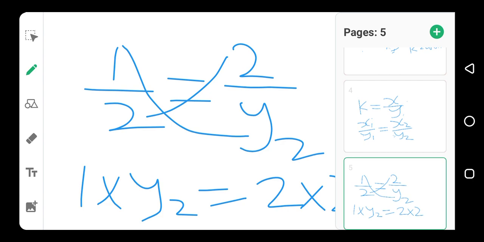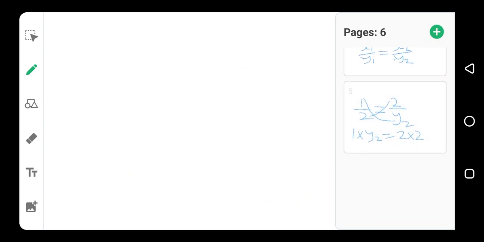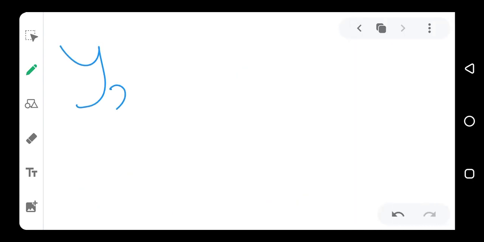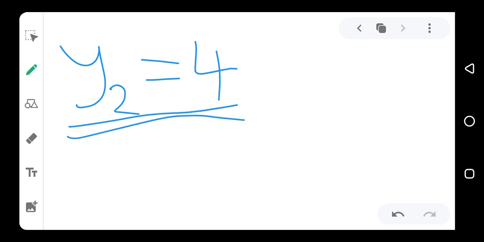And then we say that y2 now is equal to 4. So y2 is equal to 4. So this is the answer. So this is the revision on direct variation.